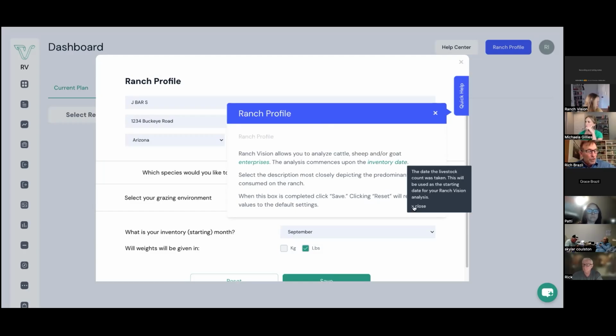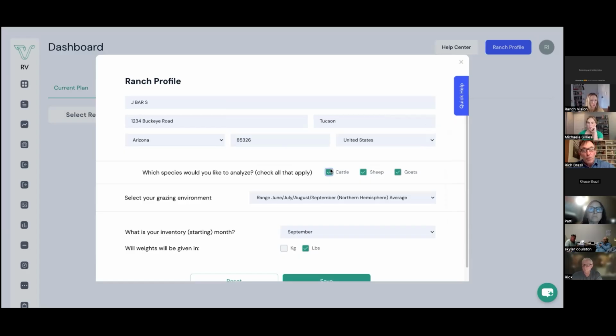But in this initial panel, we basically ask your location. We do that just to provide you with local resources for your area. That's really the only reason. We also then ask you what species you want to look at. Now, these could be ones you're looking at, already have or potentially have. They could be hypothetical as well. So any grazing species, cattle, sheep, or goats, you can click on.